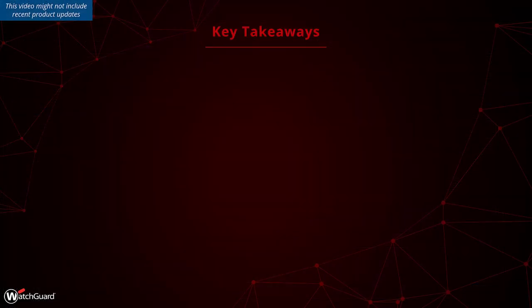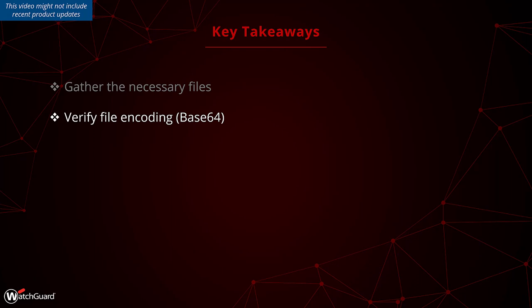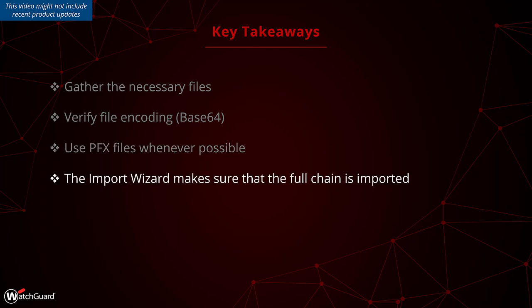To recap what we just went over, you will start off by gathering all the necessary files, and then you can verify the file encoding, make sure that everything is Base64, and that you have the private key for that. If you do have the option of getting a PFX file, definitely use that whenever you can. And lastly, the Firebox certificate import wizard will check your work, essentially. When you go to import these certificates, it will make sure that it has every certificate that is required for that chain of trust. So the root and any intermediates for the signed leaf certificate that you're importing. And it will also ask you for the private key should that be necessary.